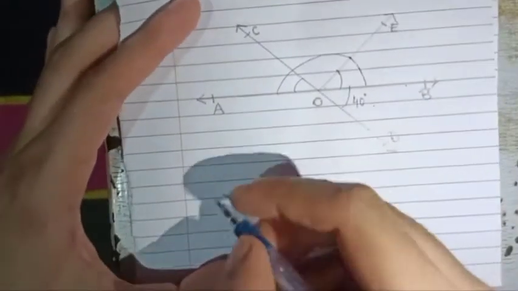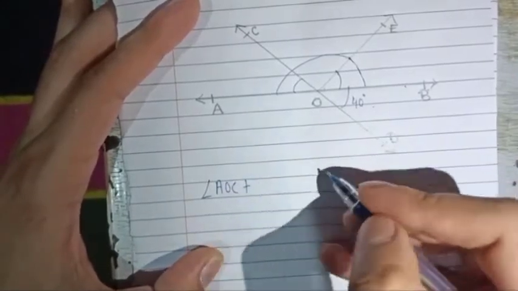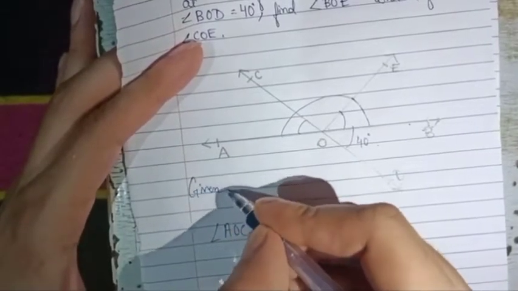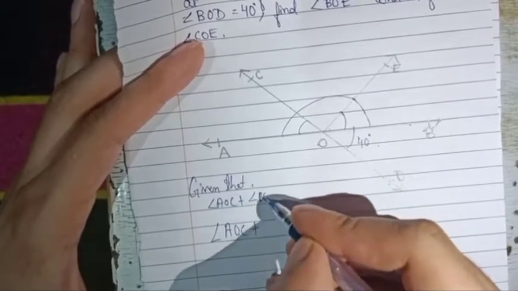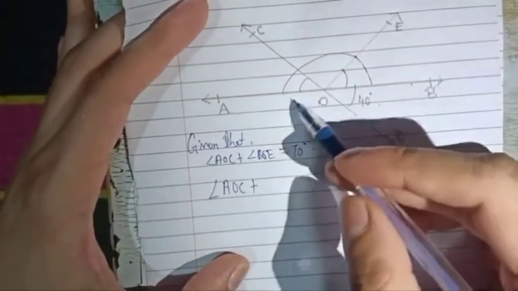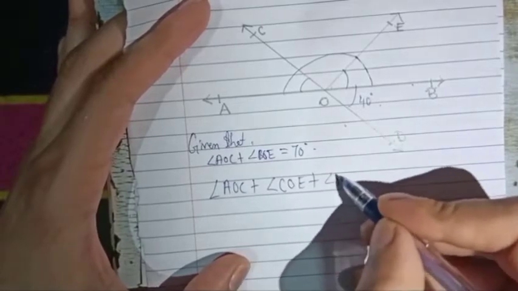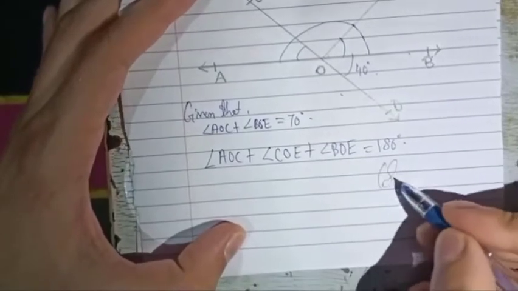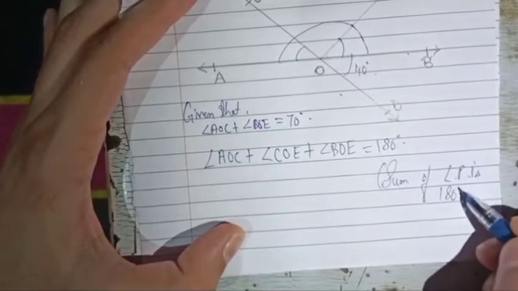First of all, we will write the condition which is given to us: given that angle AOC plus angle BOE is equal to 70 degrees. And now we apply the property that angle AOC plus angle COE plus angle BOE is equal to 180 degrees. Here you put the reason: sum of linear pair is 180 degrees.